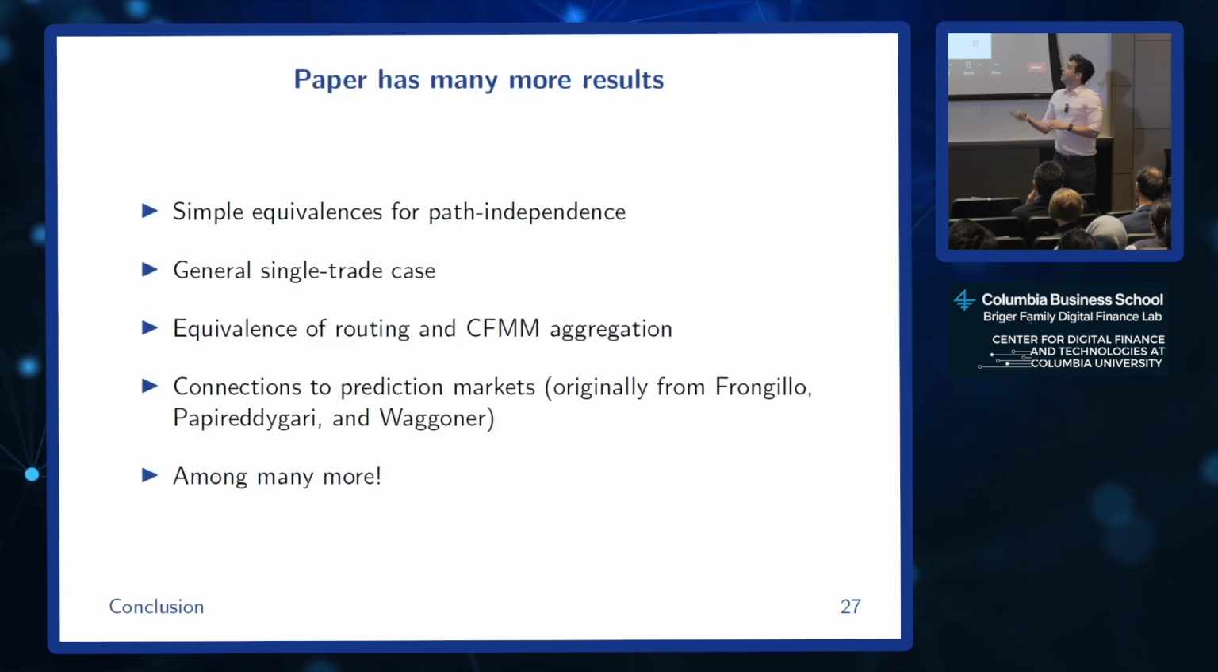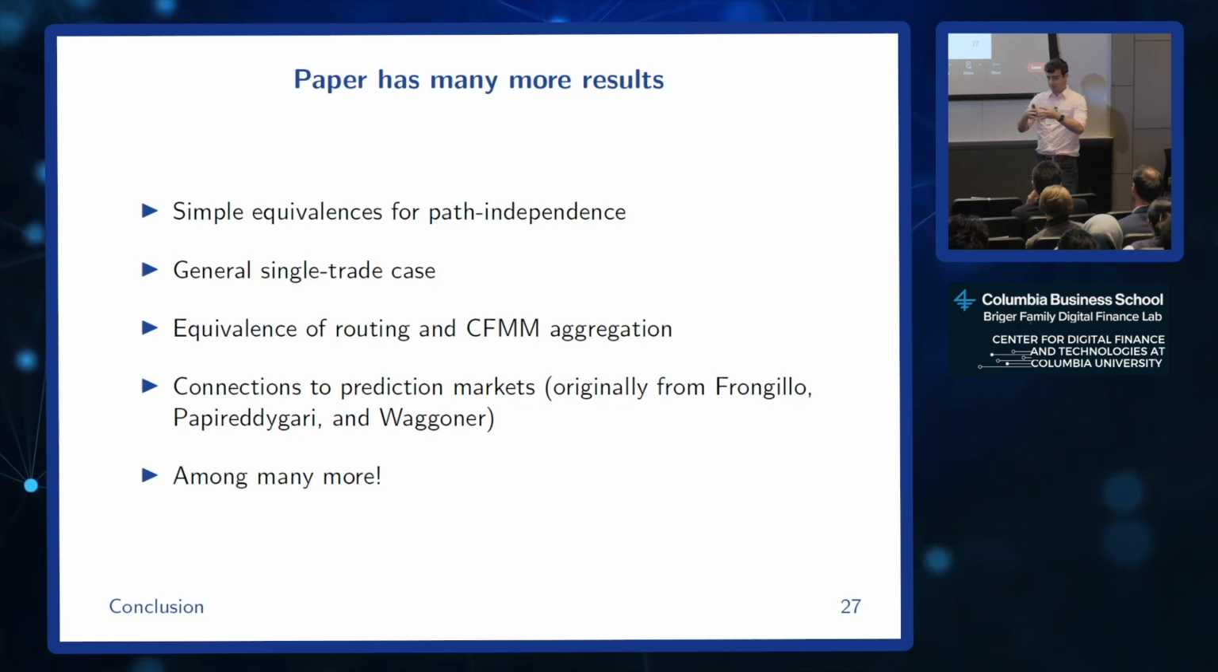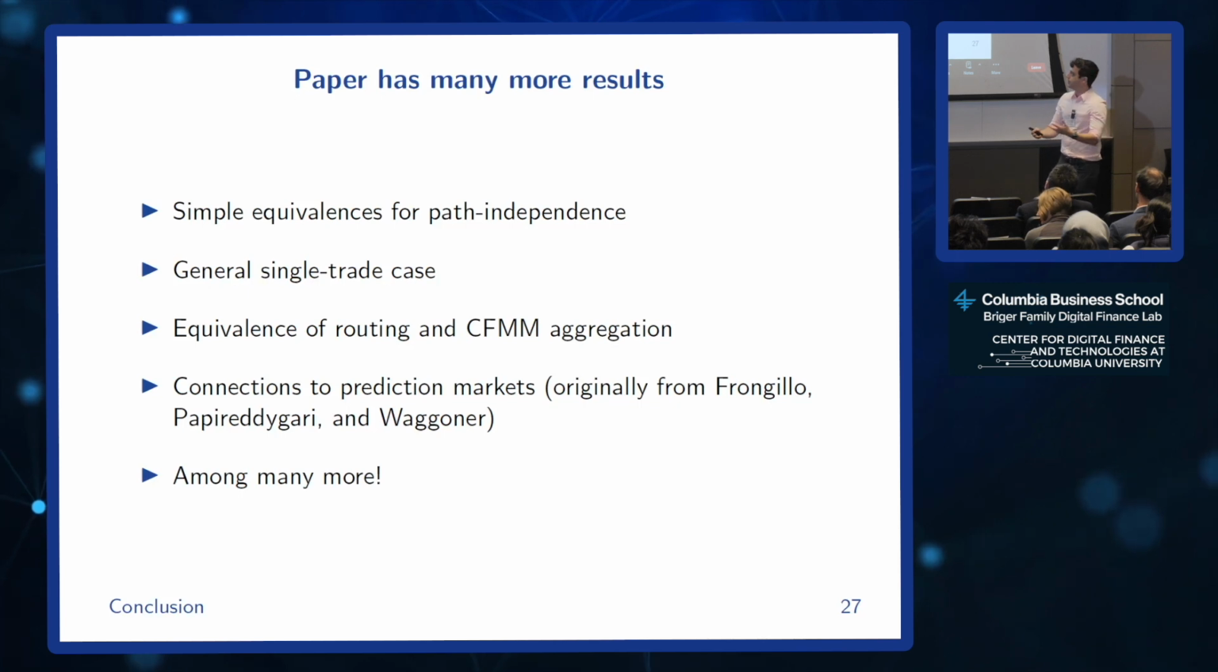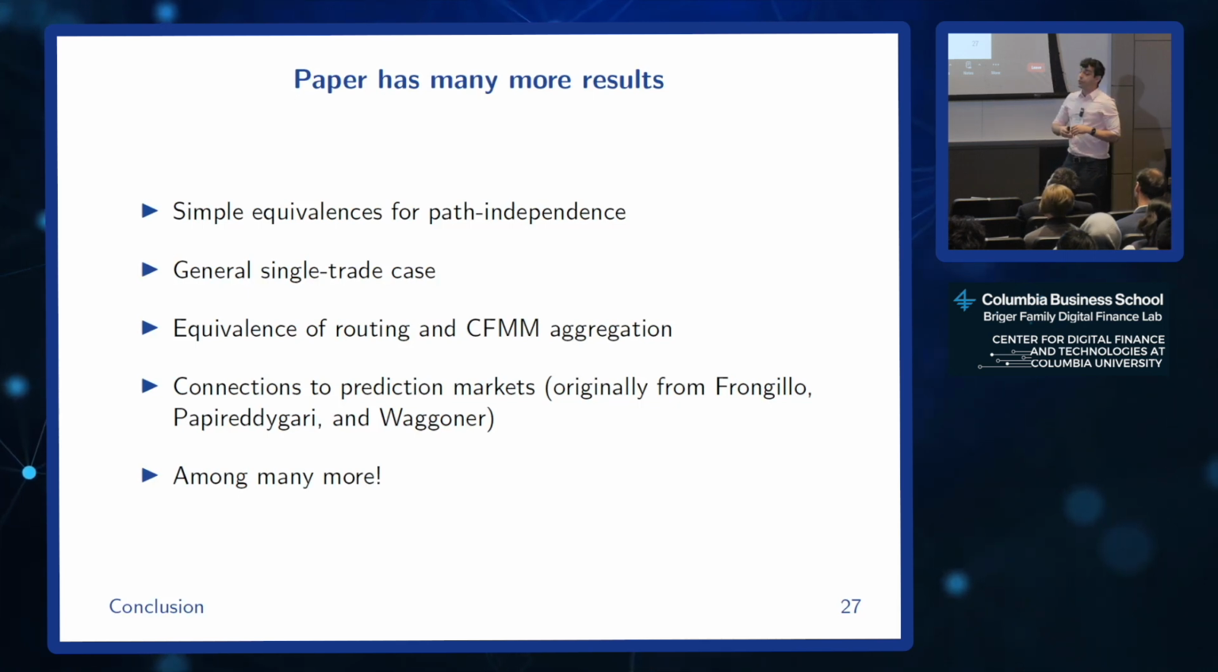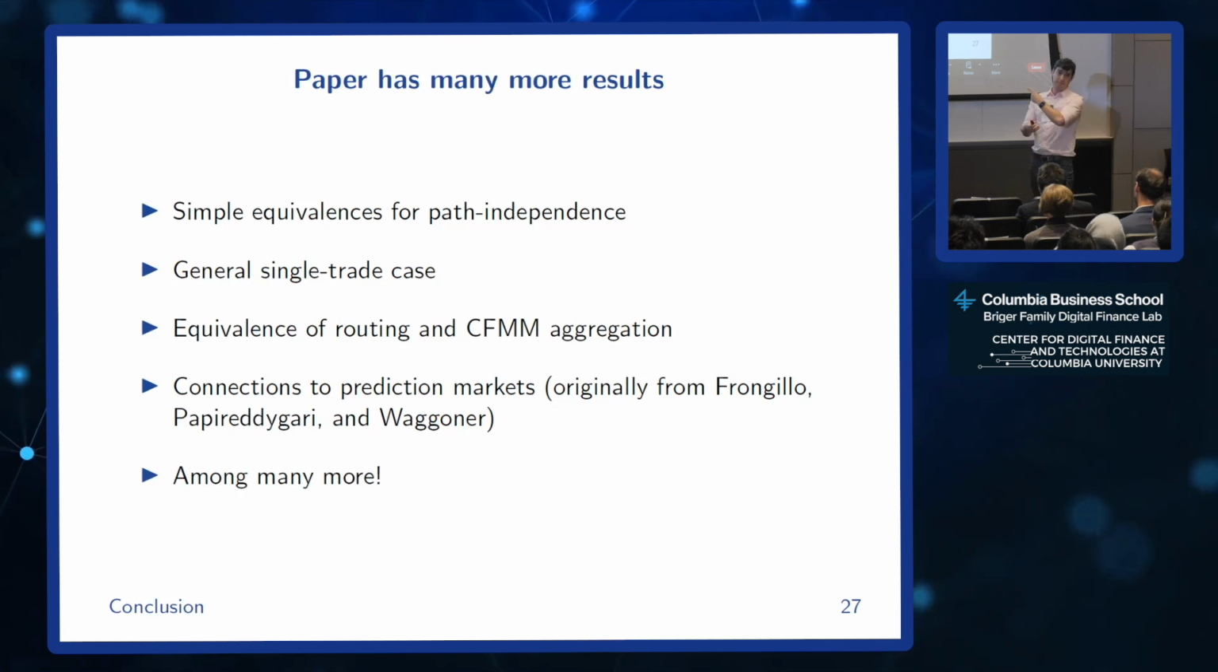Okay. So quickly, the paper has many more results. Actually, I would say it's less of a paper and more of a tome. So I apologize for any readers. I would highly recommend you skip through to find the things that you find interesting. But for example, there's equivalences for path independence that don't require the notion of histories. So this is a common thing that happens: you start with a notion of history, you try to show that something is path independent. Here's a geometric description of what that means. That's relatively simple. We also extend a lot of the results to the single trade case, where you are allowed to have fees of any kind of variety. We show that the routing over constant function market makers and the Minkowski set sum, which we call CFMM aggregation, are the same.